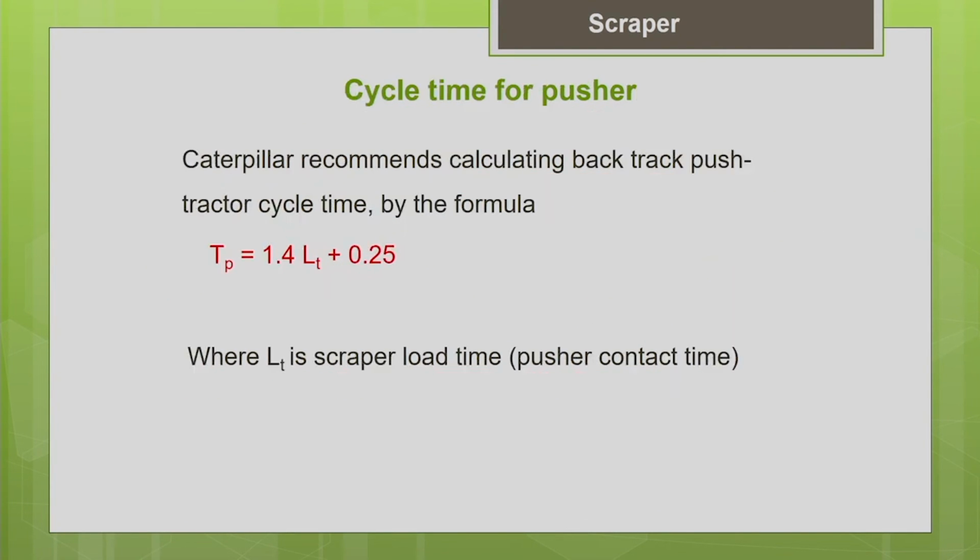There is a thumb rule or formula given by Caterpillar to determine the cycle time of the pusher. If you know the loading time of the scraper, you can determine the cycle time of the pusher. TP is the pusher cycle time and LT is the scraper load time, the contact time of the pusher with the scraper during the loading phase of the scraper. If you know the loading time, you can calculate the pusher time using this formula: TP = 1.4 LT + 0.25.